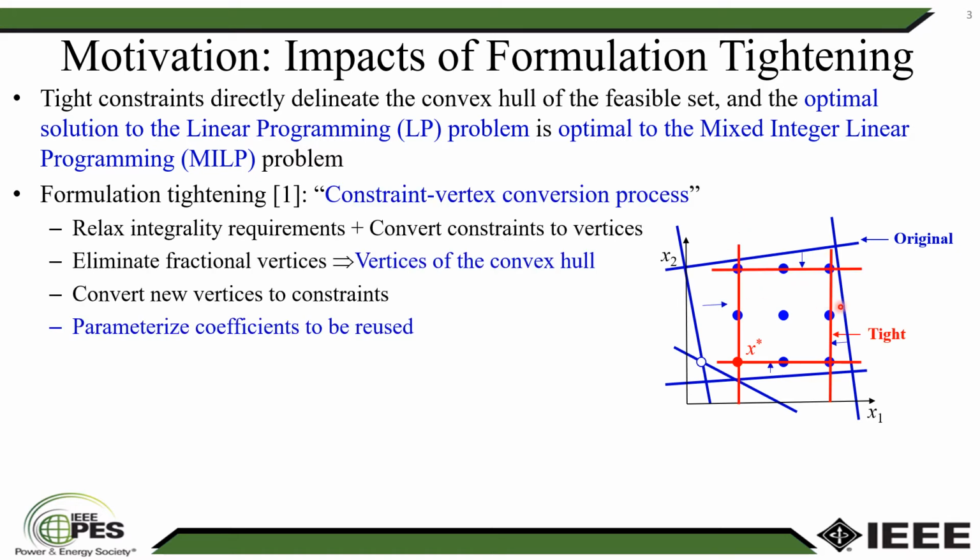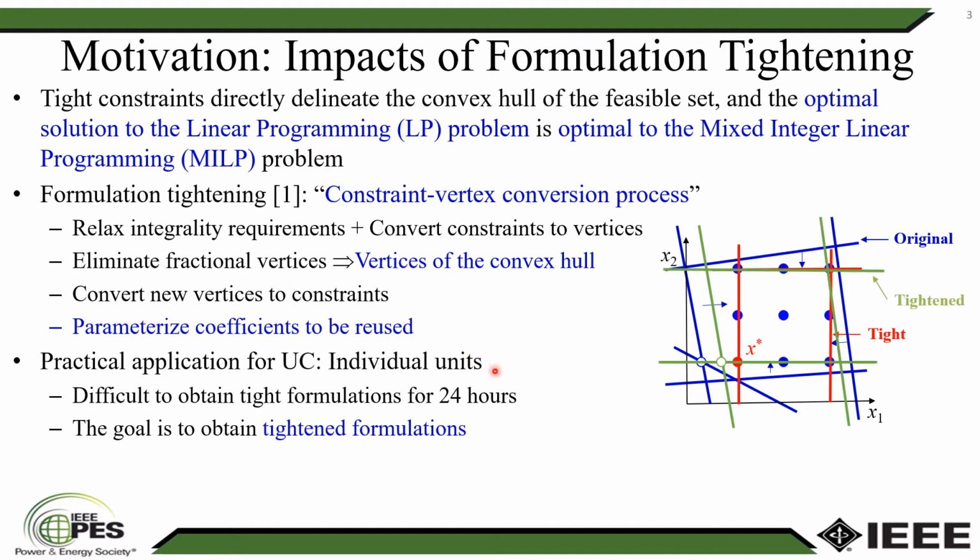However, if the formulation is tight, represented by the red lines, the solution to the MILP as well as the LP problem is X star. Hence, we can use an LP problem to get the same optimal solution. We use the constraint vertex conversion process to get the tight formulation. You can read more about it in one of our previous studies.